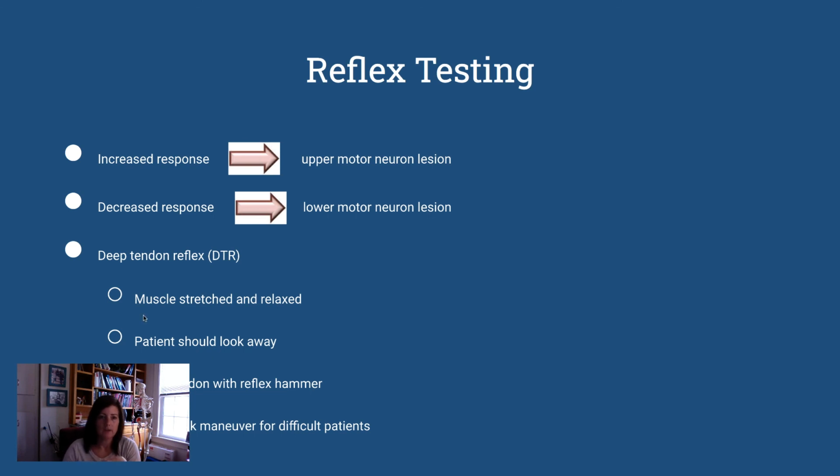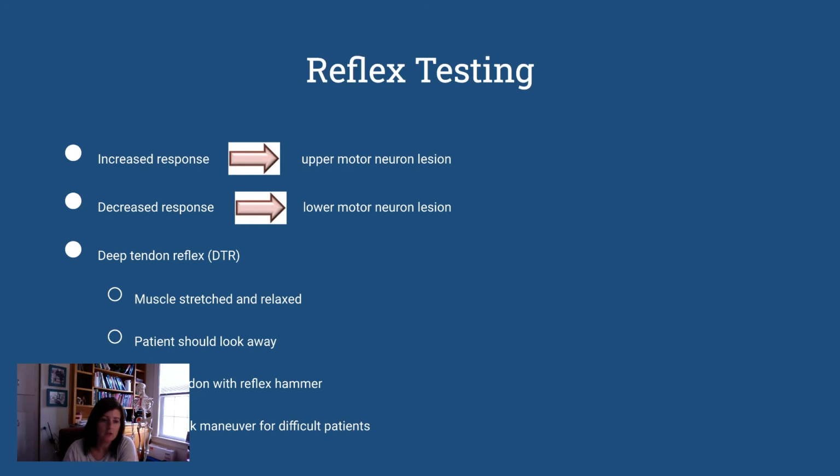If you see a significantly increased response for deep tendon reflexes, you're going to want to suspect an upper motor neuron lesion. If the reflexes are absent or significantly diminished, you're going to want to consider a lower motor neuron lesion. And so that's going to help you delineate between the two. But again, in a lot of cases, if you can't get a reflex on a patient, it's probably user error.